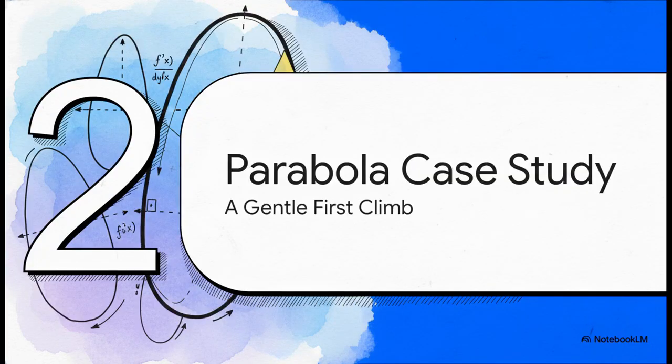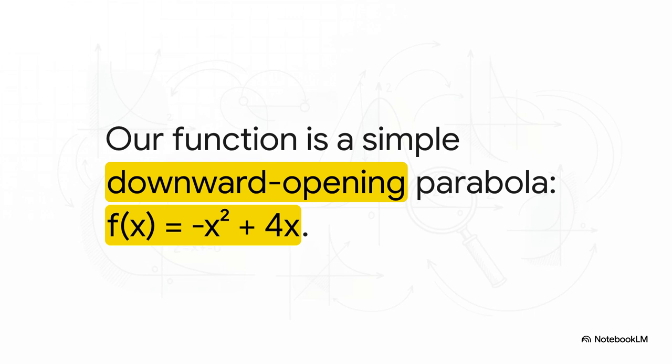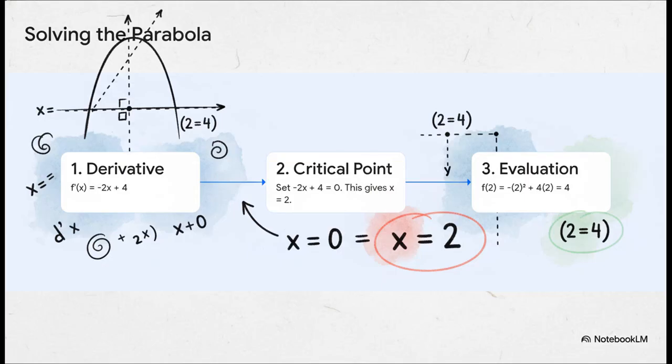We're going to start with a classic, a really simple downward opening parabola. This is the perfect function to take our 3-step method out for a test drive. Okay, so our function is f of x equals negative x squared plus 4x. Now, you might remember from algebra that the negative in front of the x squared makes the graph an upside-down U-shape. So right away, we should be expecting to find one single peak, a maximum value. Let's run through our method.